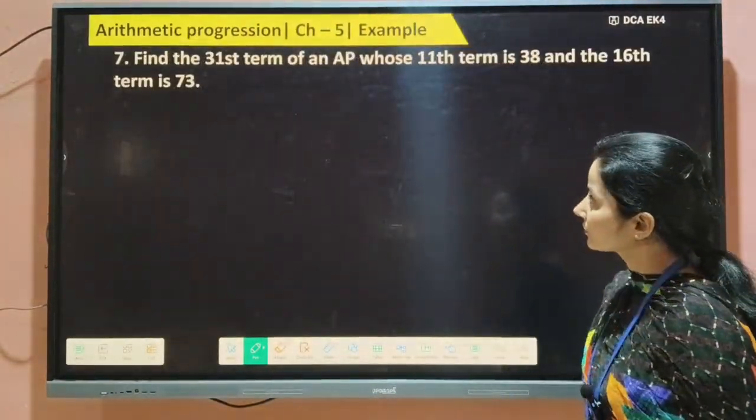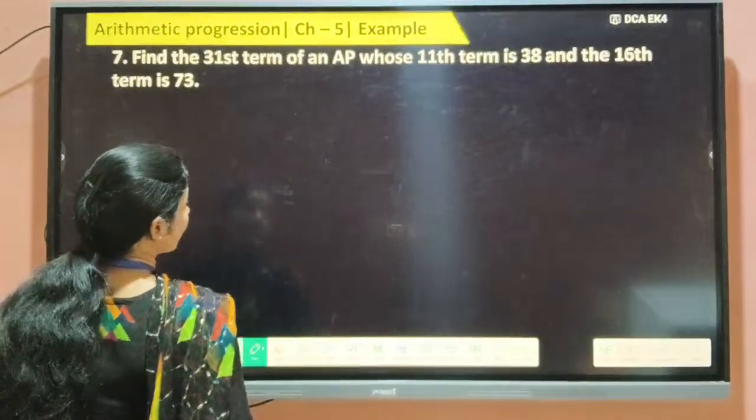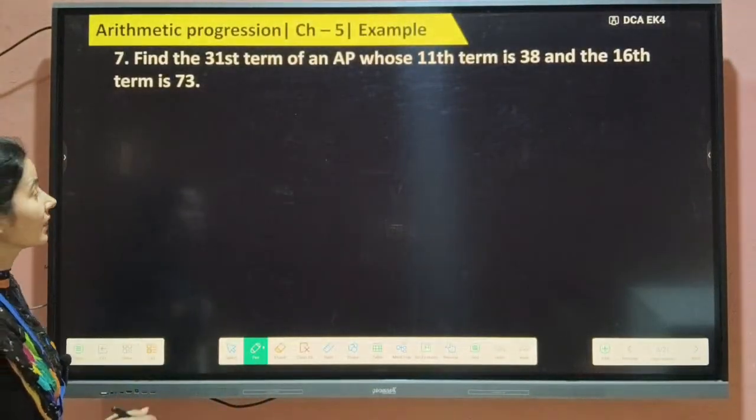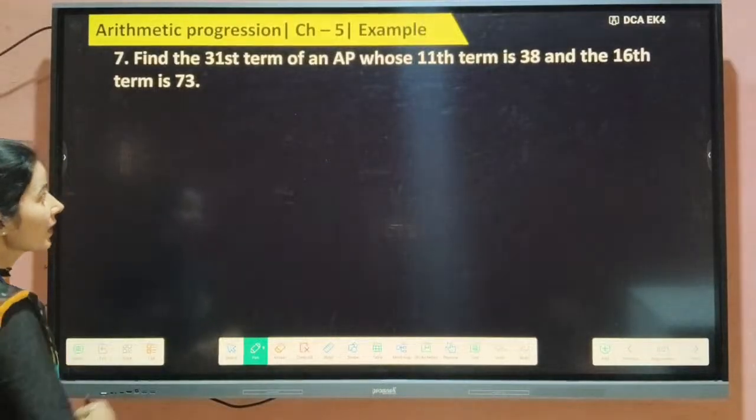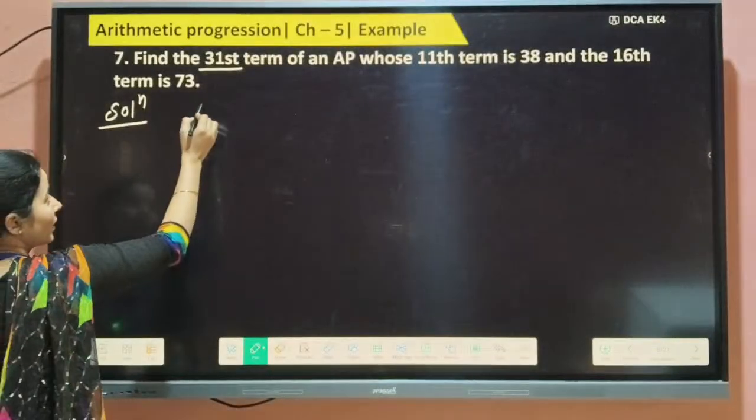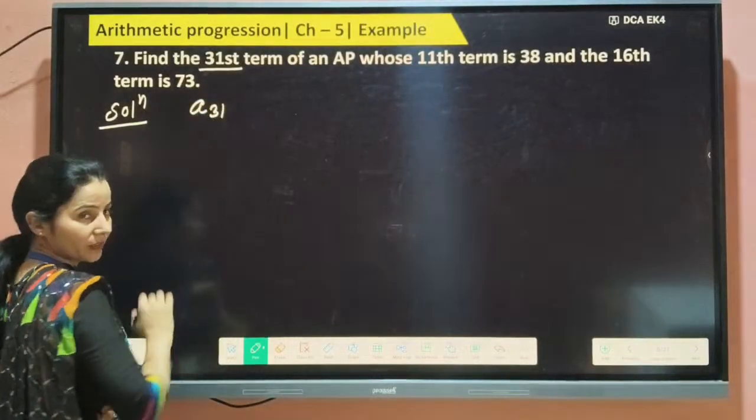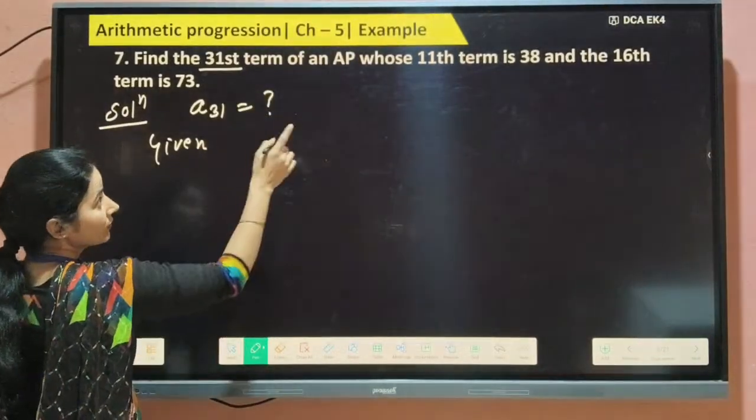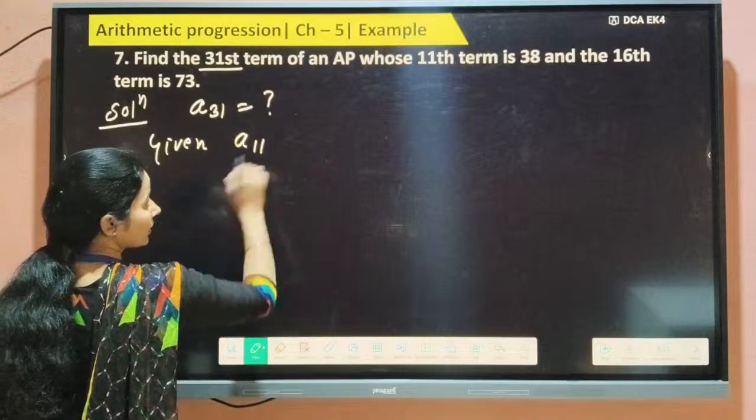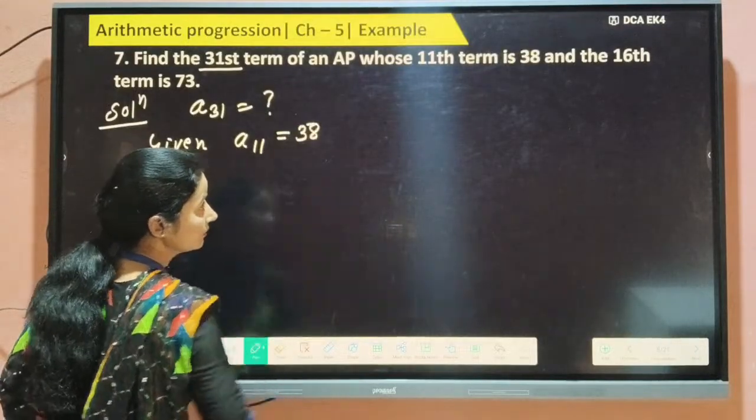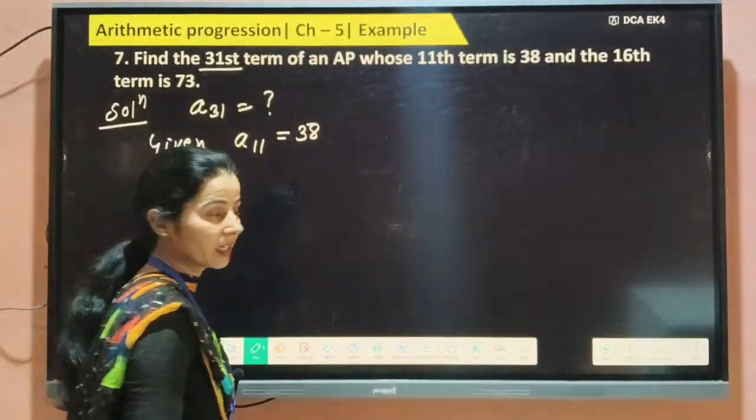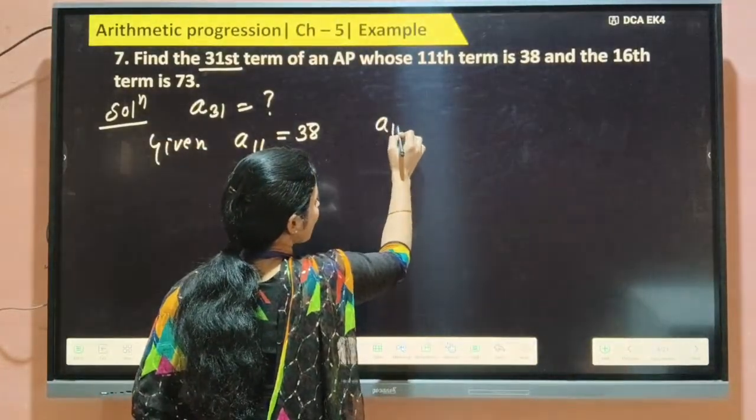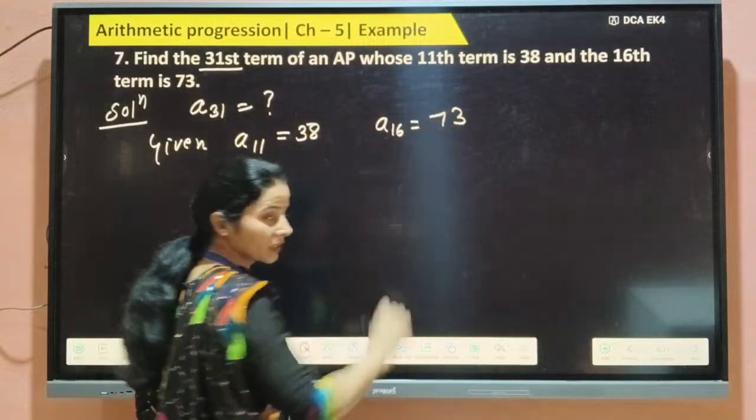Question number 7. Find the 31st term of an AP whose 11th term is 38 and the 16th term is 73. So let us see, according to the given condition, we need to find out the 31st term of this AP. We need to find out A31. What is given to us: the 11th term, A11, is 38, and the 16th term, A16, is 73.